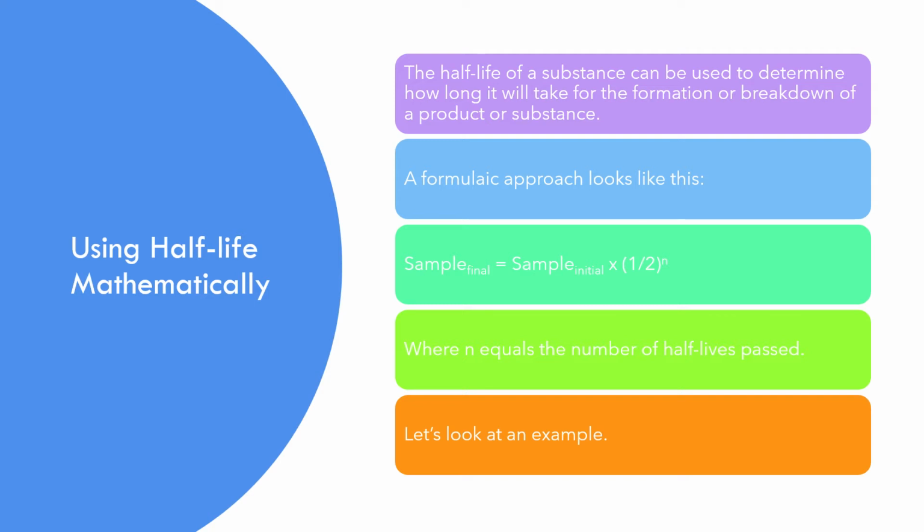The simplest formula used for half-life reactions is that the amount of your sample left at the end, or your final sample, is equal to the amount of your sample you started with, your initial sample, times 1/2 to the n, where n is the number of half-lives that have passed. This is probably best understood through an example, so let's look at how we can use this in action.